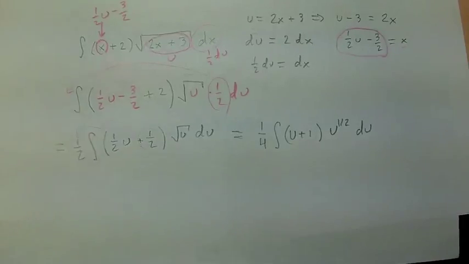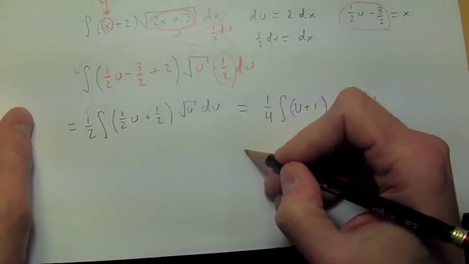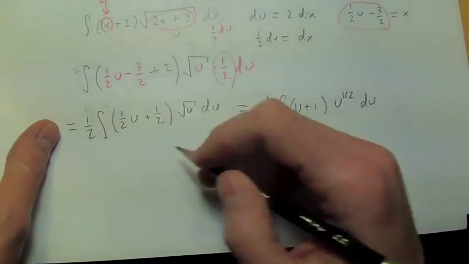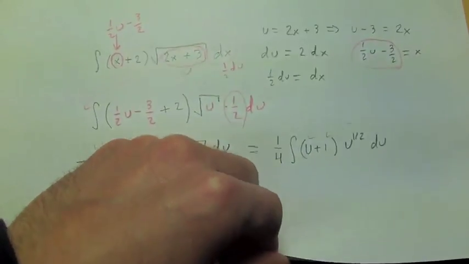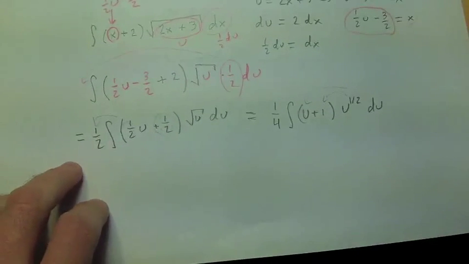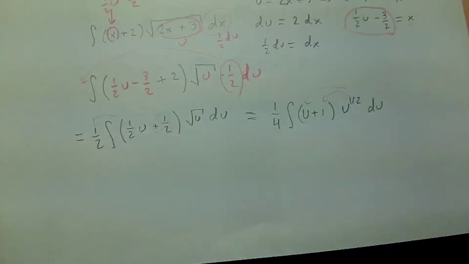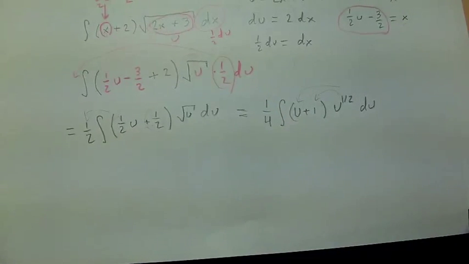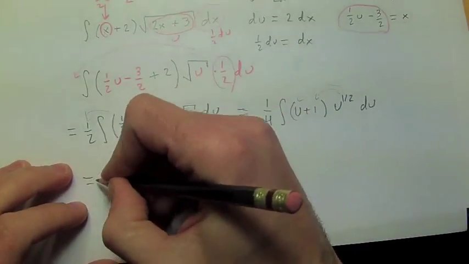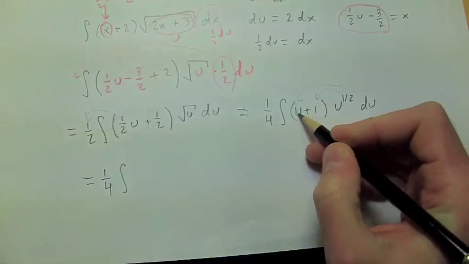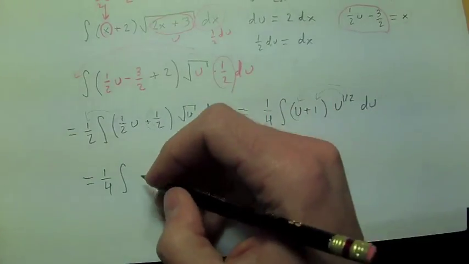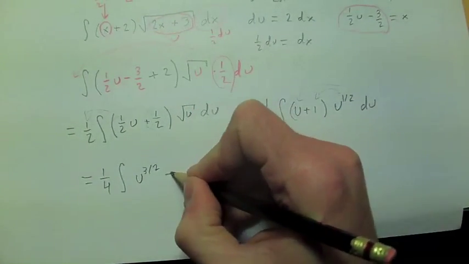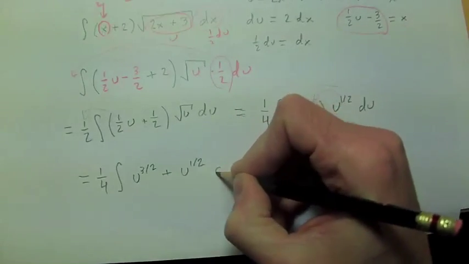All right. Now, what I will end up with is I'm going to distribute this thing because we don't really have a backwards product rule yet. So I'm going to distribute this u to the 1/2. Before it was splitting up the fraction, but you won't always have a fraction. Sometimes you'll be multiplying. So here we'll be distributing that u to the 1/2. So I get 1/4 times the integral u times u to the 1/2. So that's u to the 1 times u to the 1/2. So that will be u to the 3/2 plus u to the 1/2 du.